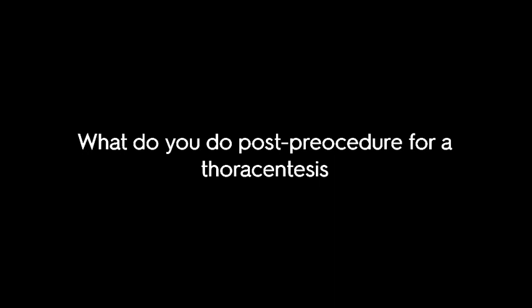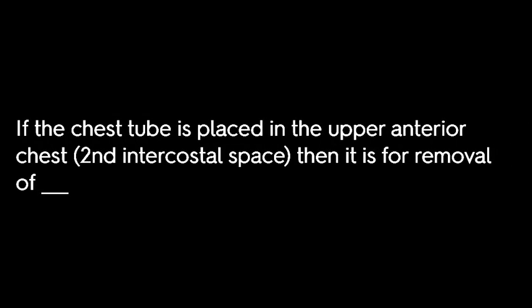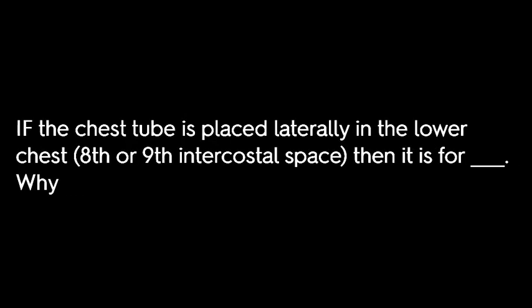What do you do post-procedure for thoracentesis? Another CXR. What has happened that the client needs a chest tube? The lung has collapsed. If the chest tube is placed in the upper anterior chest, then it is for removal of air. If the chest tube is placed laterally in the lower chest, then it is for fluid drainage, because air rises and drainage settles. Can the client have both? Yes, the tubes are Y connected together and attached to a closed chest drainage unit, CDU.